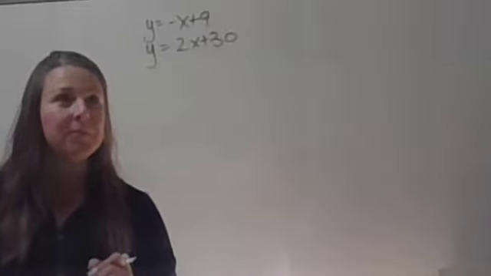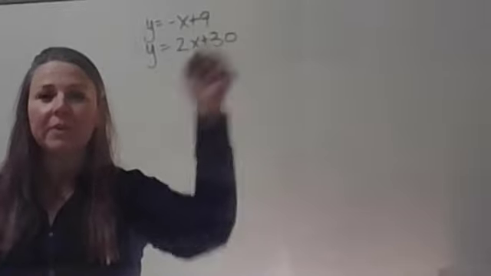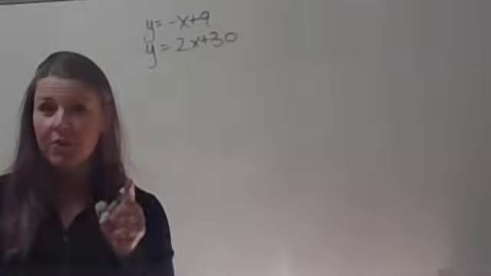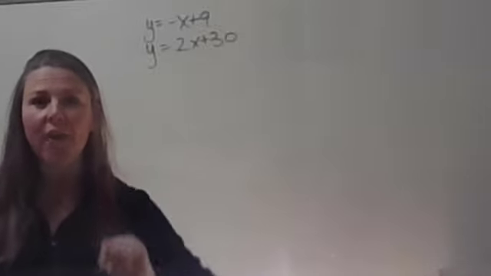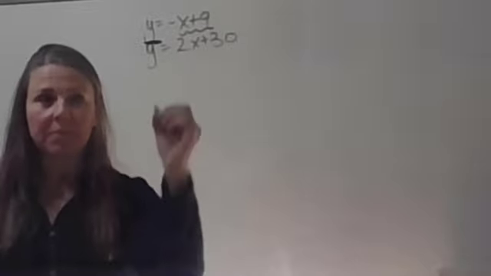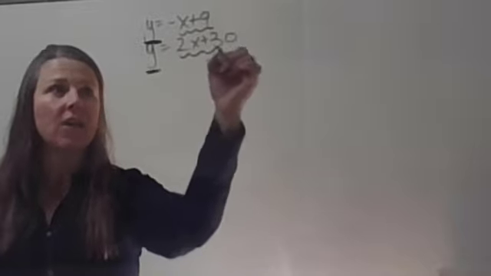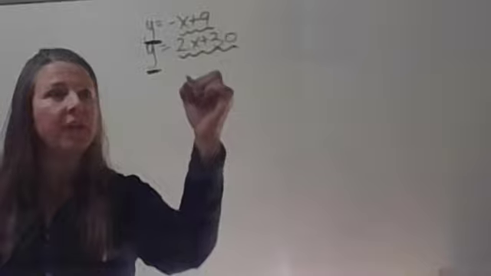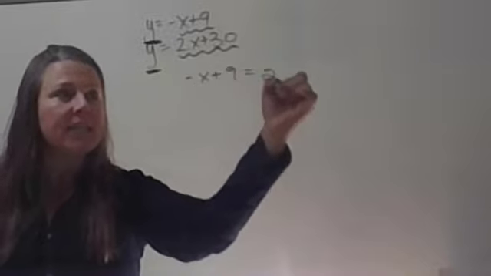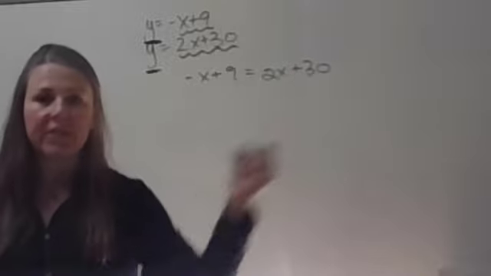All right, problem number 2, here it is. y equals negative x plus 9, y equals 2x plus 30. If you think you know how to do it, hit pause and try it. So since y is equal to negative x plus 9, and since y is also equal to 2x plus 30, we can write that negative x plus 9 is equal to 2x plus 30.